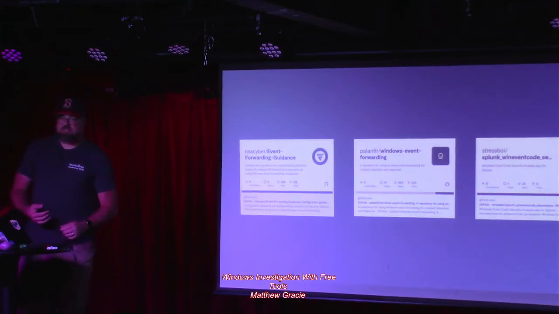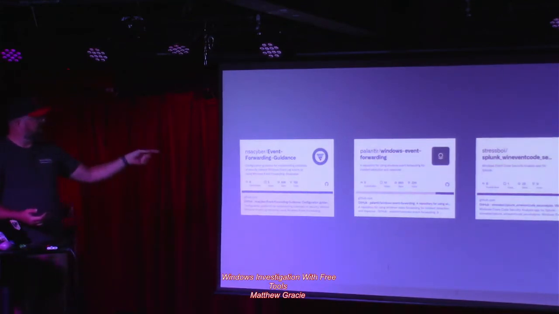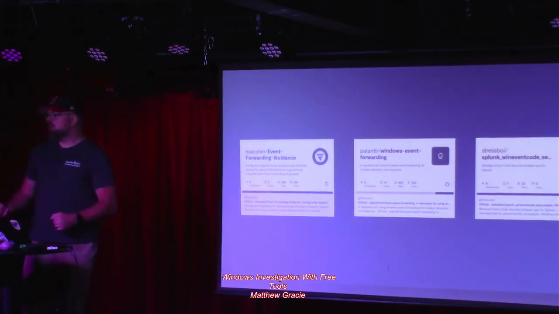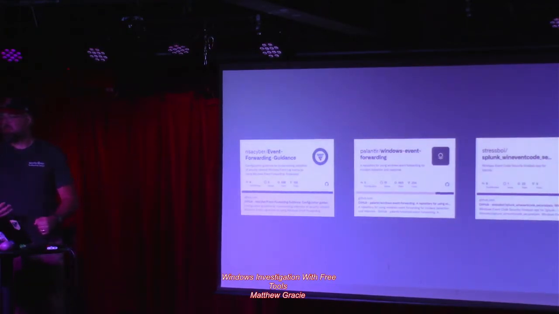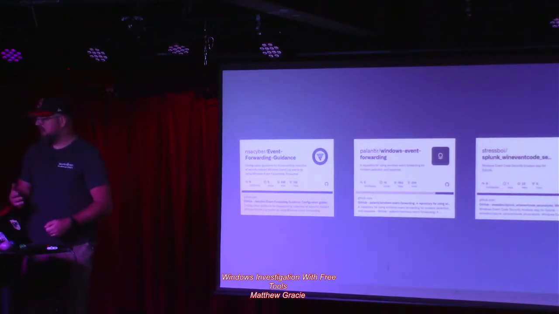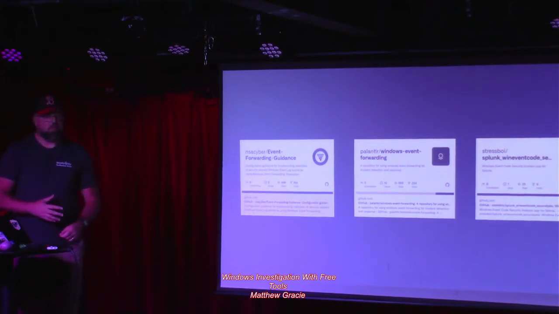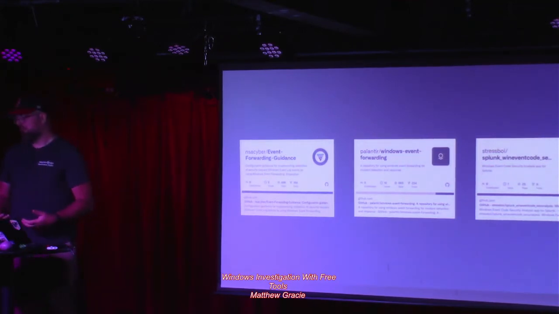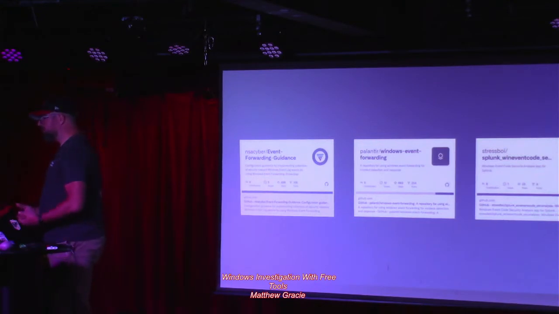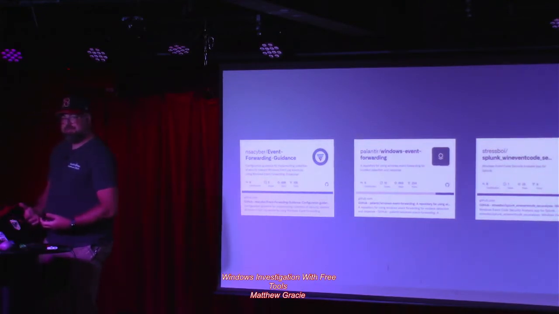A couple other resources I found while I was prepping these slides. NSA has a repository in their GitHub called Event Forwarding Guidance. It's sort of a newer version of that Spotting the Adversary report, covers some new TTPs and new IOCs. Palantir also has something similar. There's a lot of good stuff in there. And I have no idea who Stress Boy is, but he was putting together a guide like this for Splunk. There was some useful stuff in there as well. So these are probably worth checking out if you're trying to build the configuration for your subscription server, figure out what kind of events you want to collect.